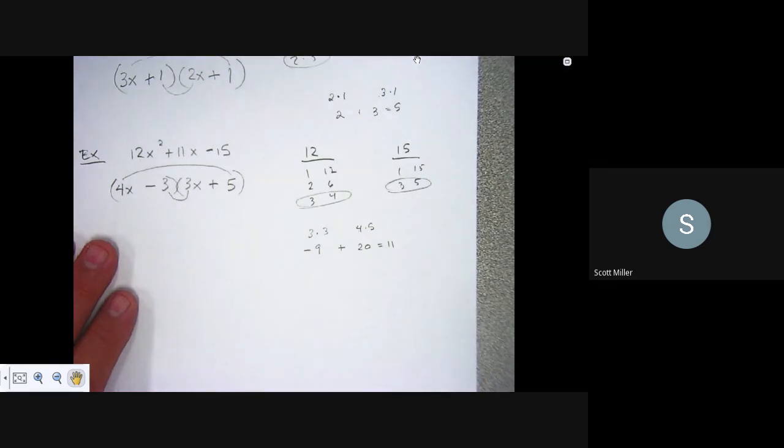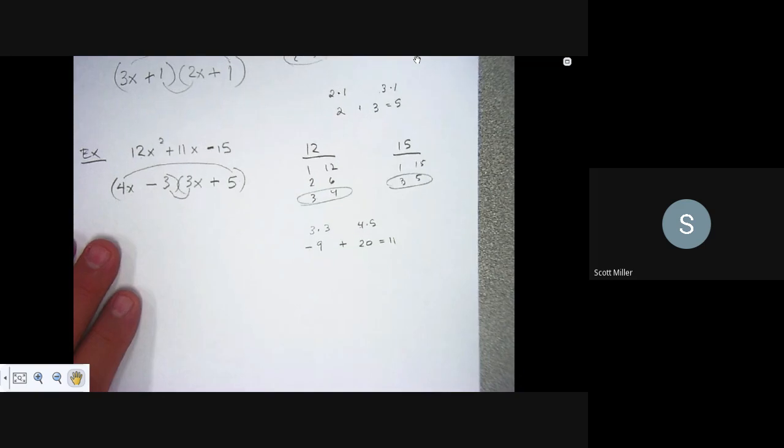The more you practice this, the better you get. The quicker you get, you need to be really fast at factoring. You cannot rely on anything else. You got to learn to factor.